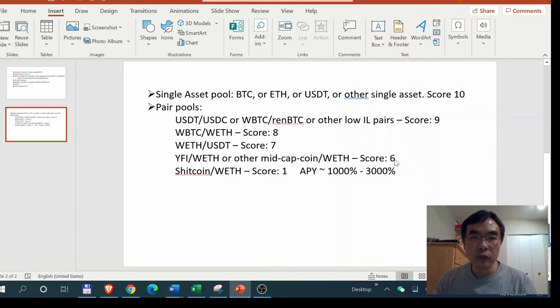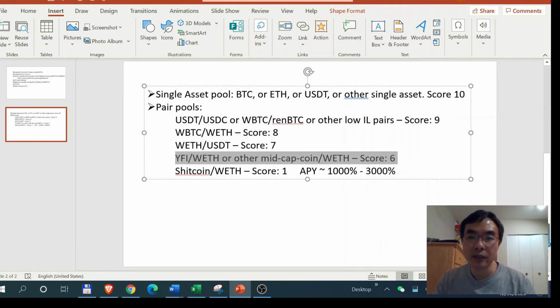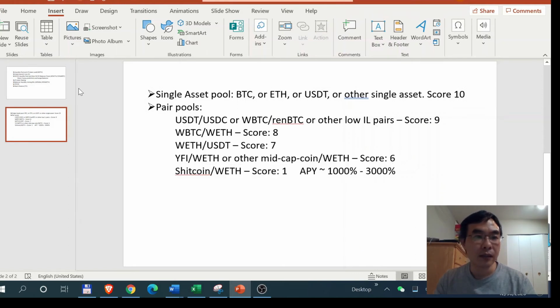Now, to do DeFi, one very important ability is to find which of these pools are safe. So in my opinion, the first one, the second one, the third one, and the fourth one are all pretty safe. Starting from this one it starts getting dangerous, because even for a mid-cap coin, it's still possible for it to plunge 90%. So keep that in mind.